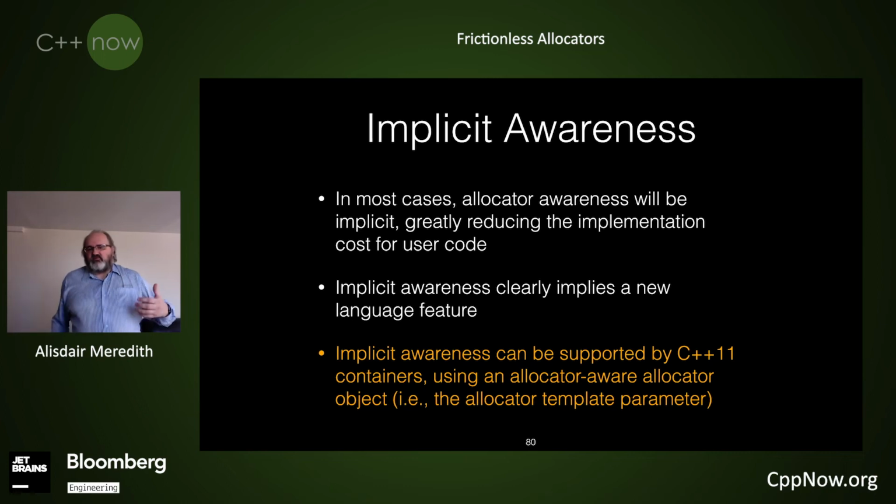So in most cases, allocator awareness will be implicit. This is how we reduce a lot of the friction. We don't expect to have to use this markup, but I've not yet demonstrated it, to say this class is allocator aware. And that clearly, by its nature, requires a new language feature to support this implicit behavior.